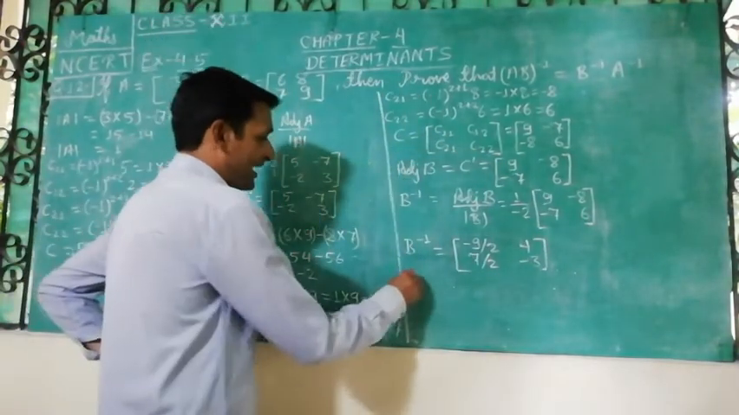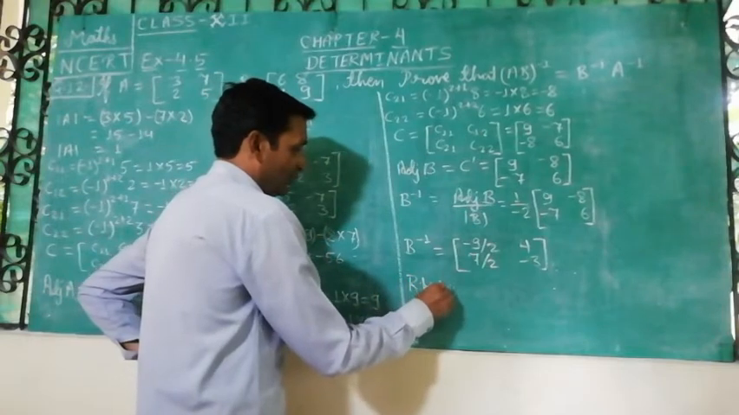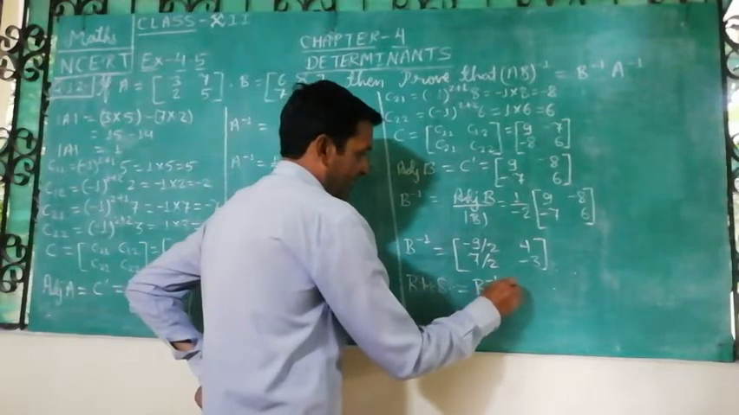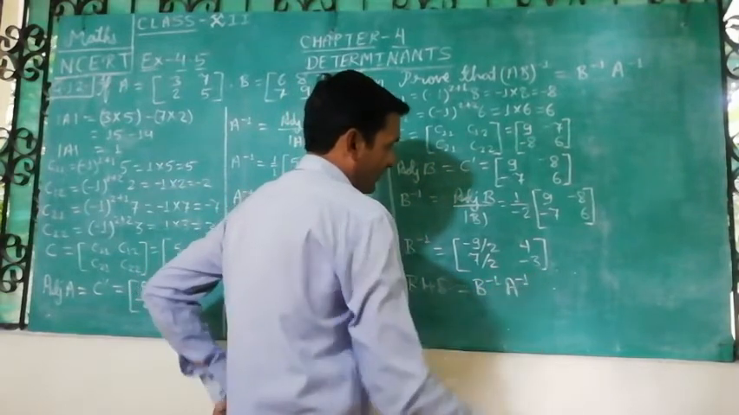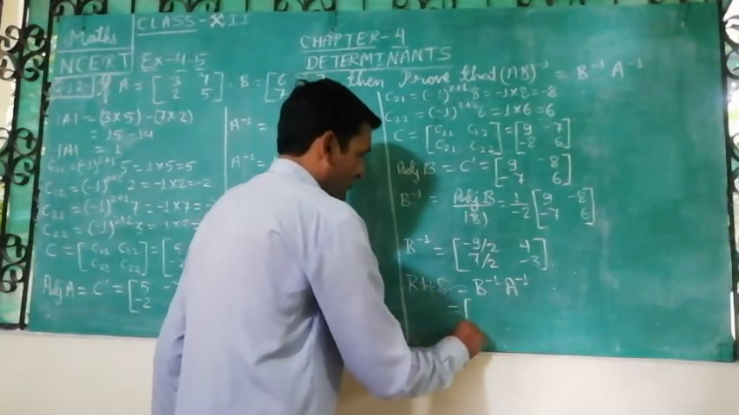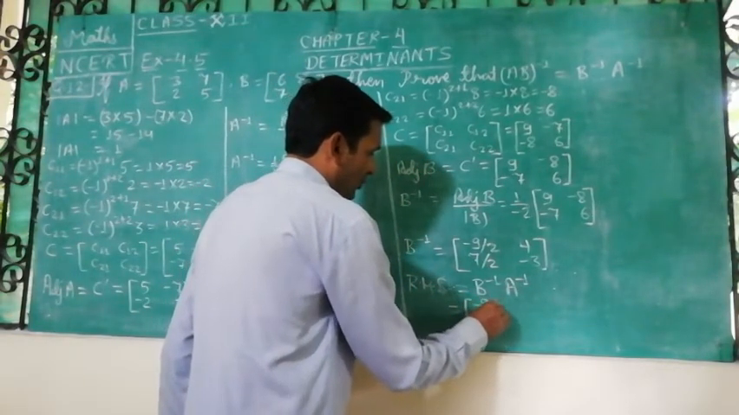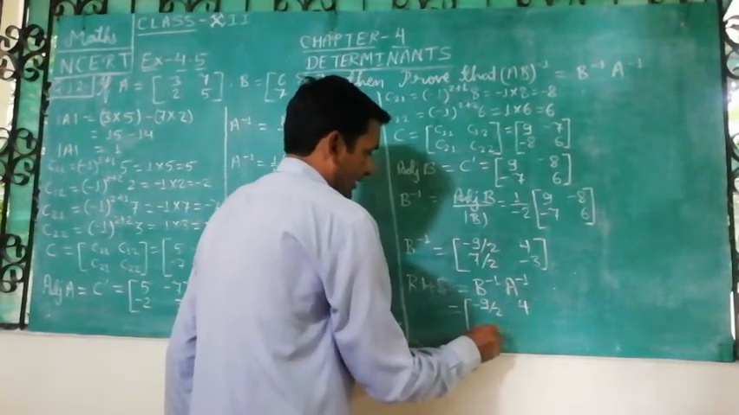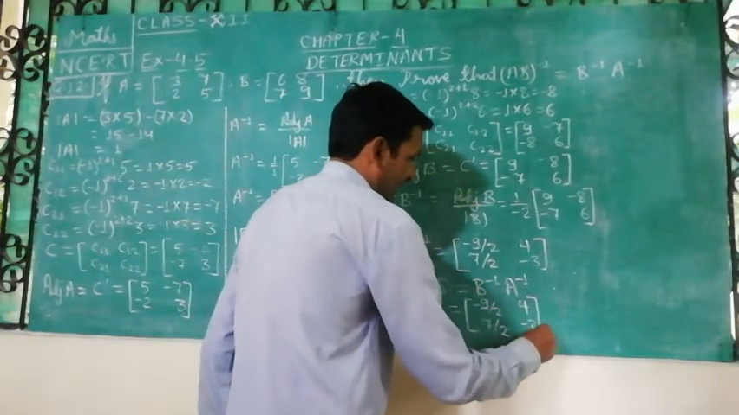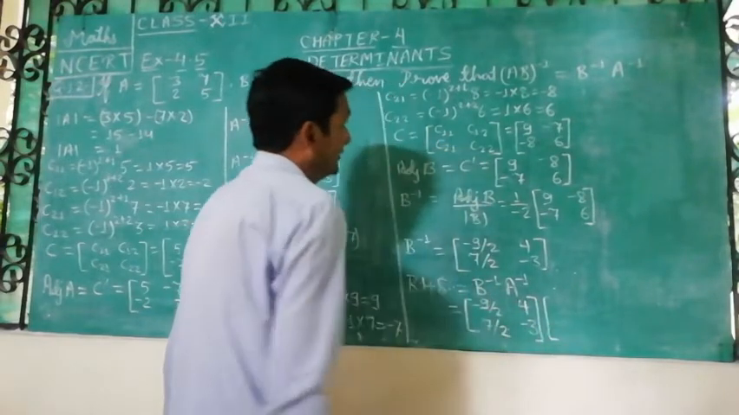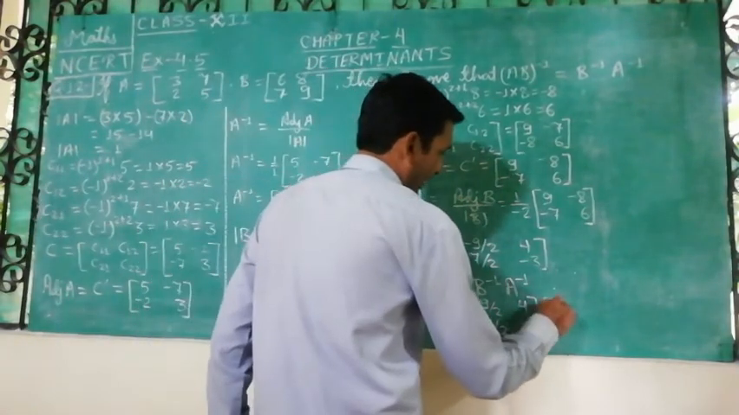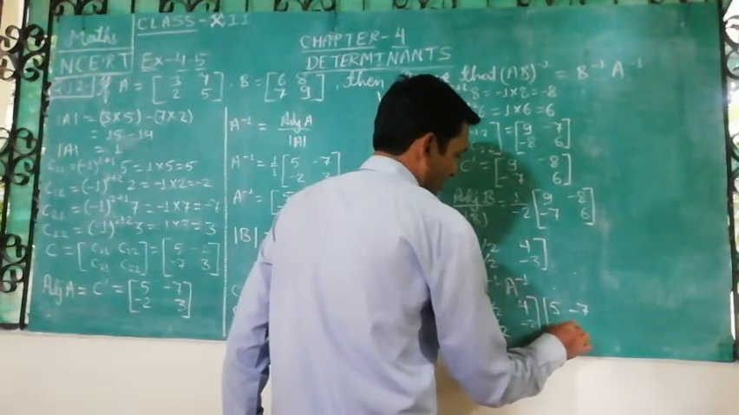Now we have to find the RHS first of all. RHS is equal to B inverse A inverse. So I am determining B inverse A inverse, which means we have to multiply the elements of B inverse and A inverse. So what is B inverse? Minus 9 by 2, 4, 7 by 2, minus 3. And the value of A inverse is this: 5 minus 7 minus 2 and 3.